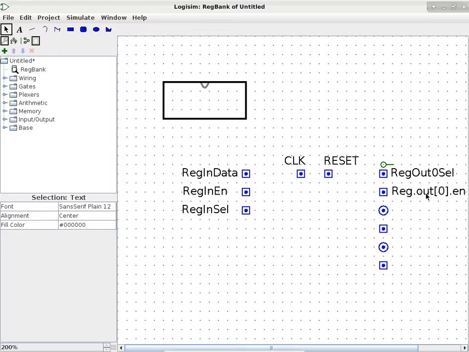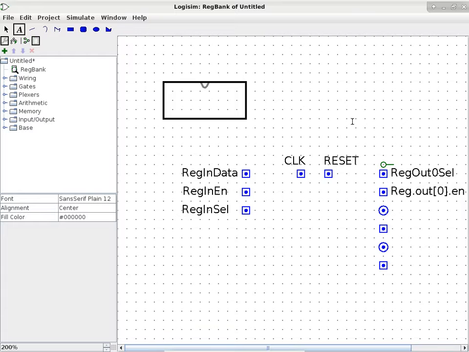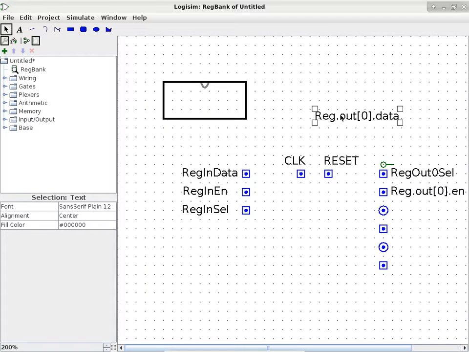Which way do you like better? Good. No, it's good. Either one is okay? Okay. All right, so this one is definitely the output port, because it's a circle. So if I use the new way of doing things, this would be register bank output 0 dot data. So this would be the 8-bit wide bus, or 32-bit, depending on how wide a register is.